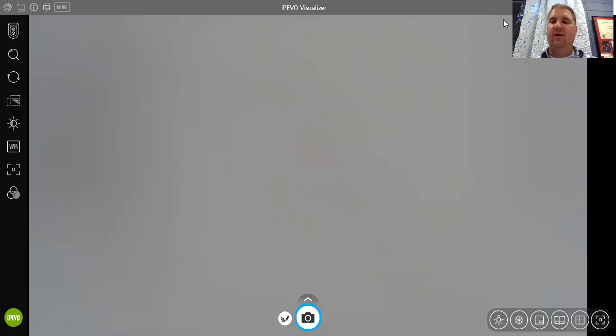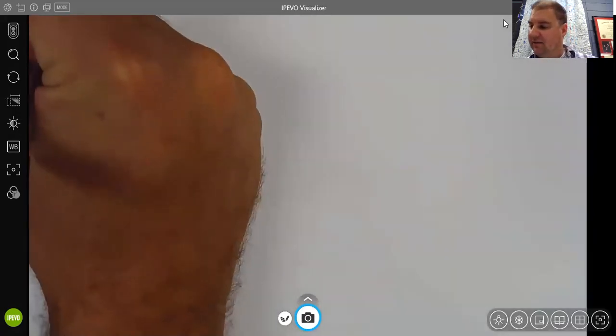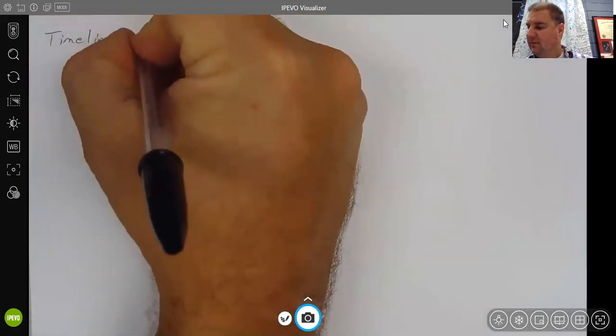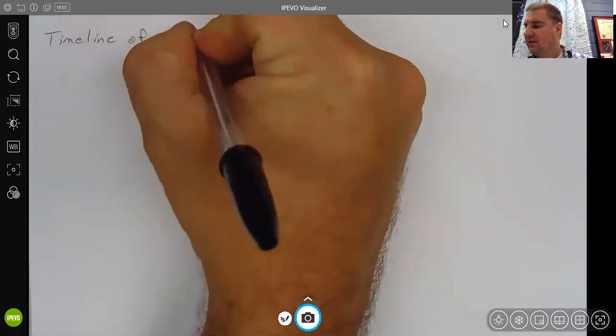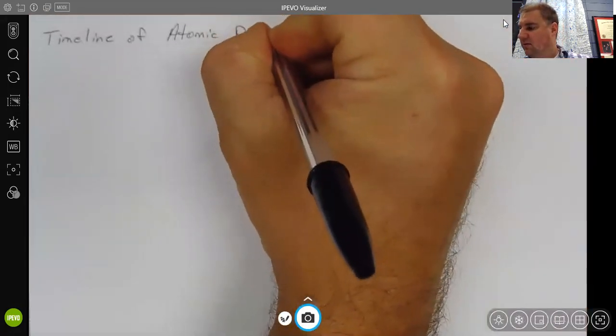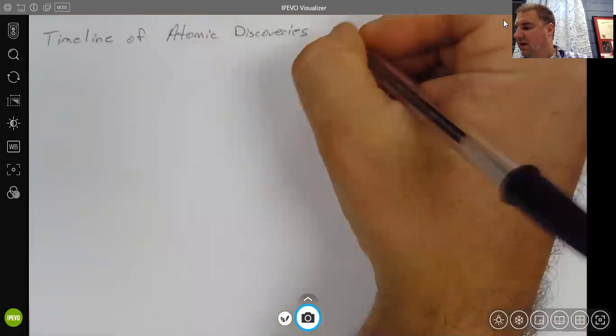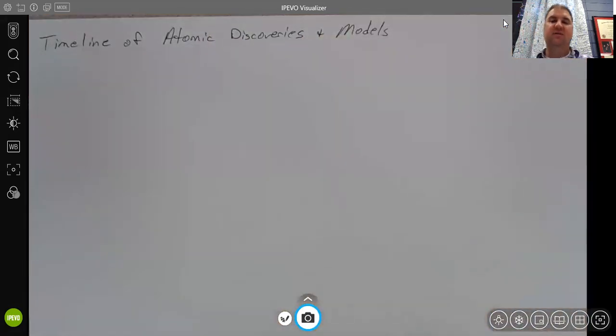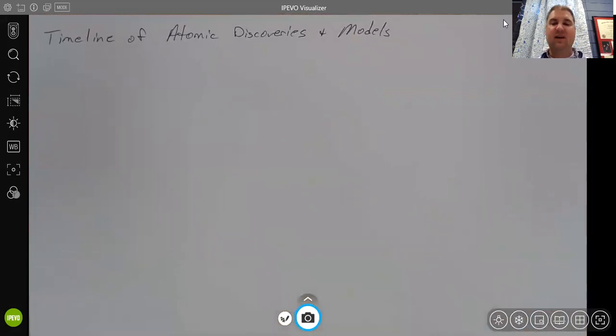So what I have for you here is a timeline of atomic discoveries and models. Most of these will be models, but there will be a few other little discoveries that contribute to our understanding of the atom in here along the way.